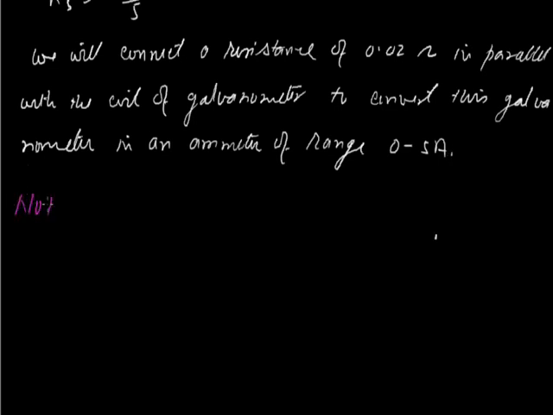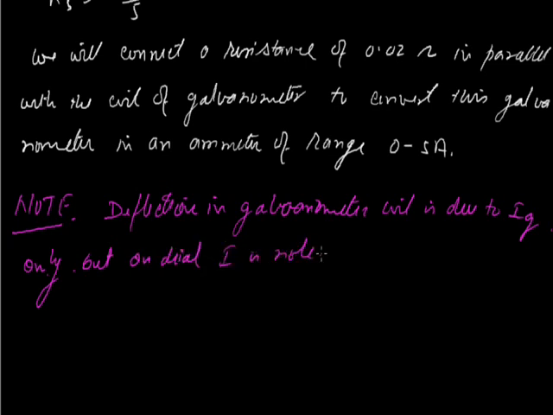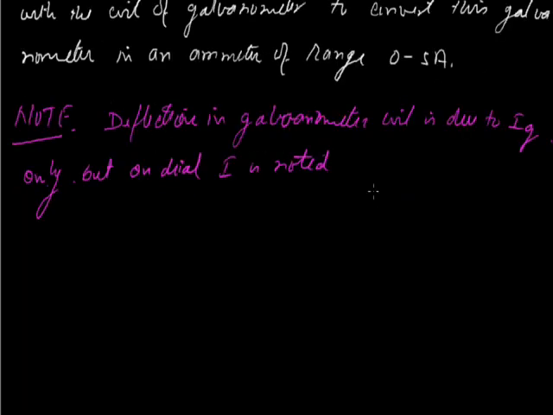Note, remember this one. The deflection in galvanometer coil is only due to Ig. But on the dial, I is noted and the rest of the dial is divided into equal parts.